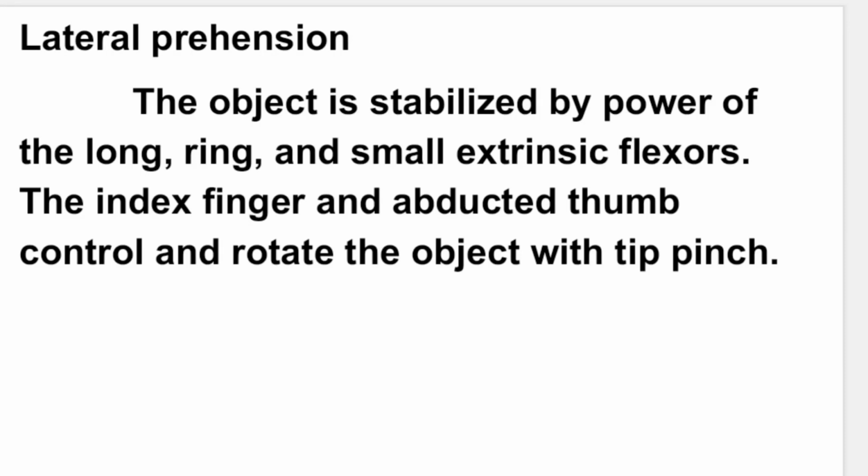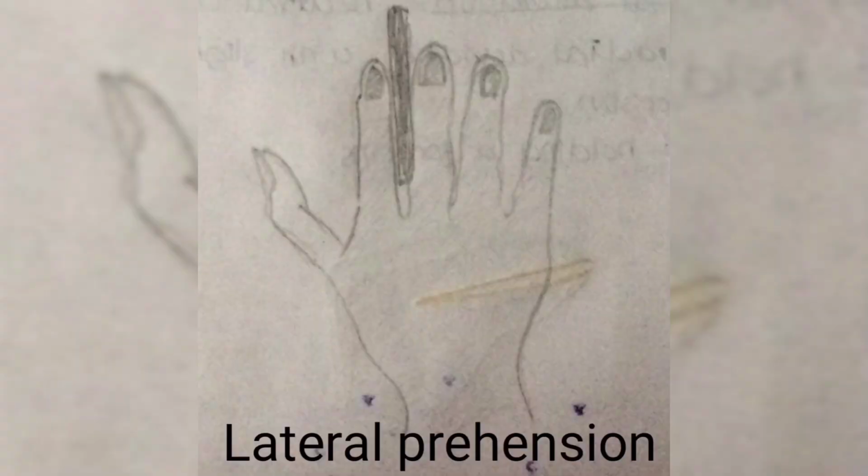Last one is lateral prehension. Lateral prehension is contact between two fingers. Lateral prehension example: holding a paper. Metacarpophalangeal joint and interphalangeal joint are in extension. Metacarpophalangeal joint simultaneously abducts and adducts. Major muscles are extensor musculature.